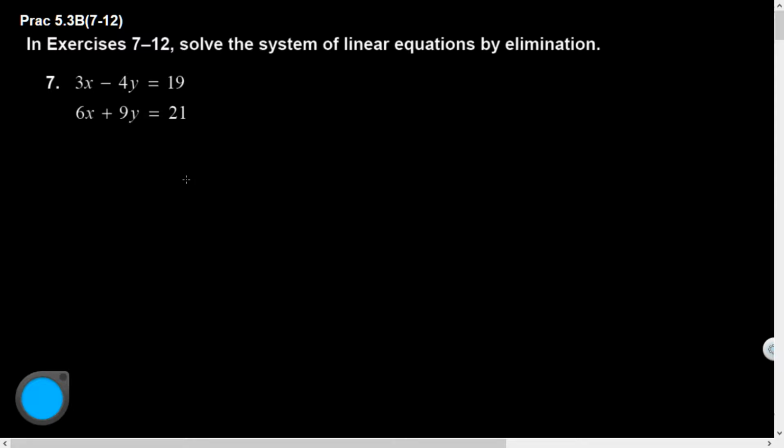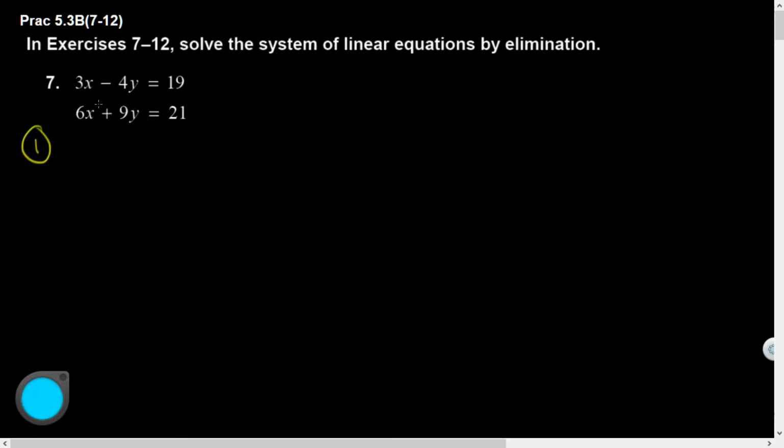So here we go. We're going to talk about solving systems by elimination. And there's a problem with problem number 7 specifically. My students told me about it. What is the problem with number 7? Could someone articulate the problem? The problem is there are no opposite variables here. 3x and 6x will not eliminate each other. Negative 4y and 9y will not eliminate each other.